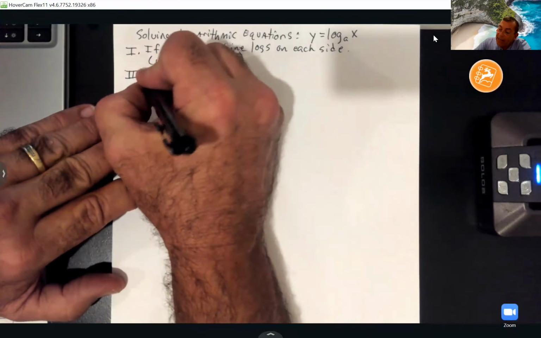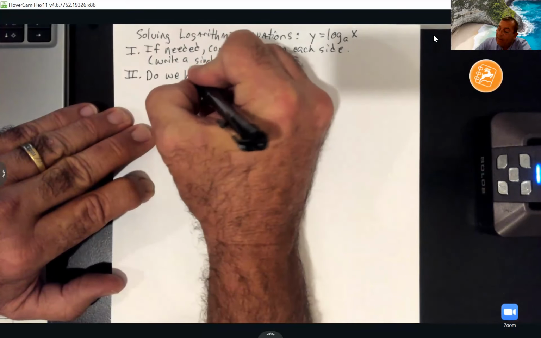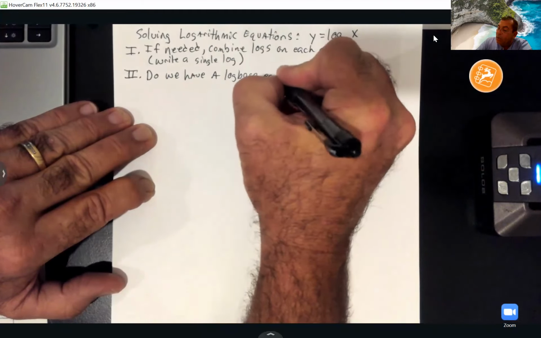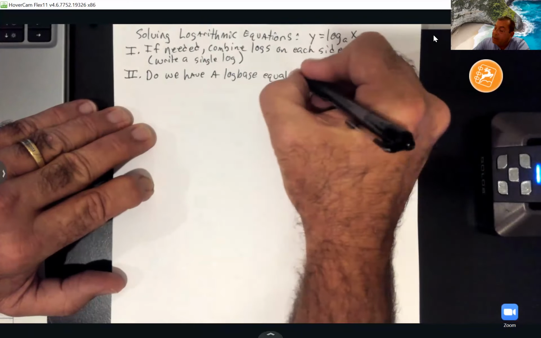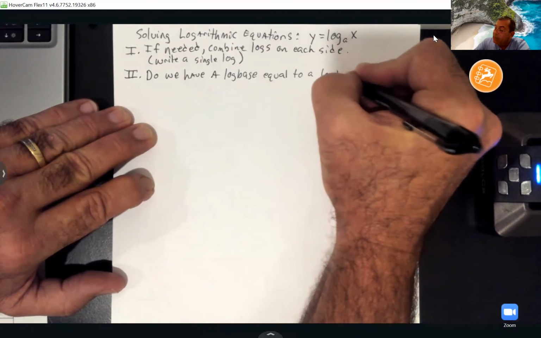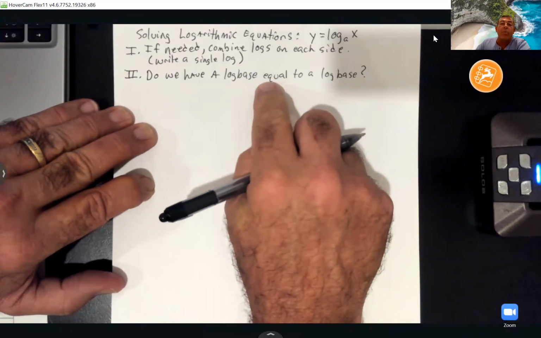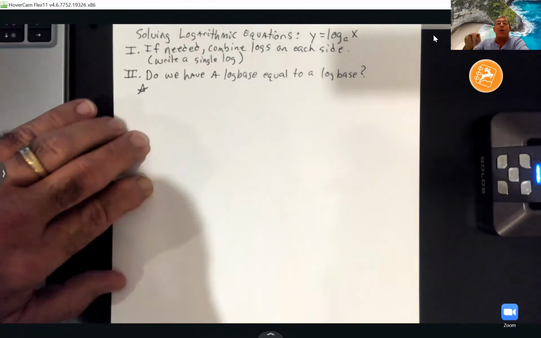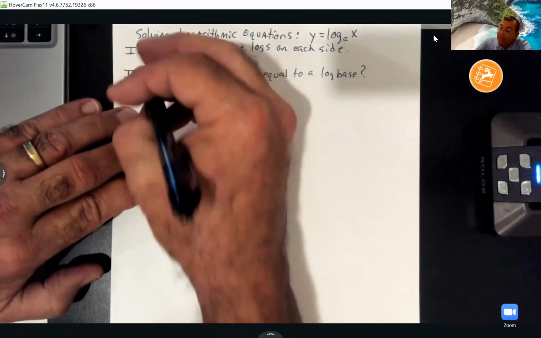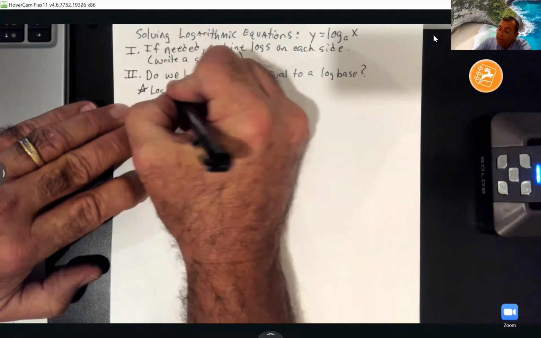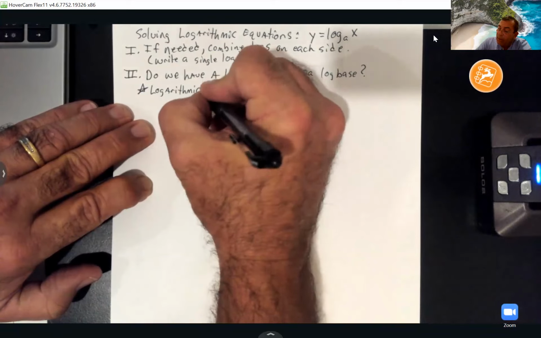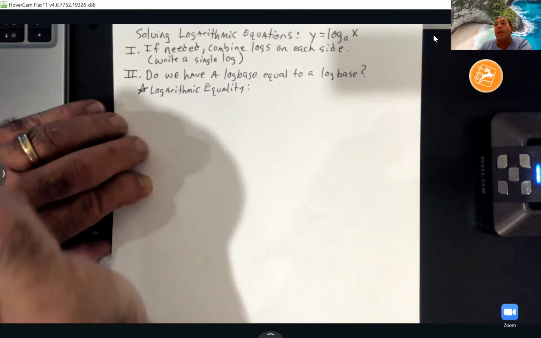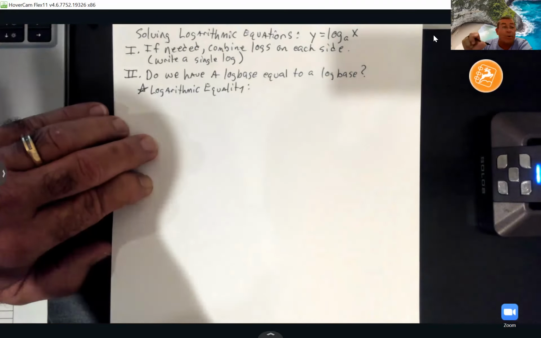All right, so I start out seeing if I can add any logs on either side. Then I look at it and I say, do we have a log base equal to a log base? This only works if you got a log on each side of the equals. But if I do have a log on each side of the equals, I can invoke logarithmic equality. Sort of like the one I had with the exponents and the bases matched. We said the exponents were equal.